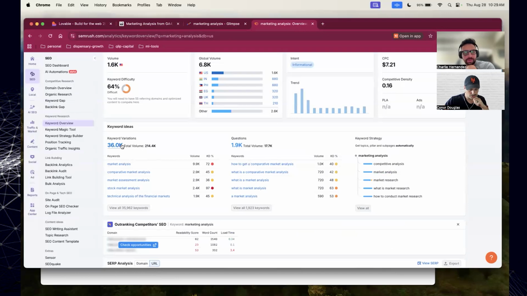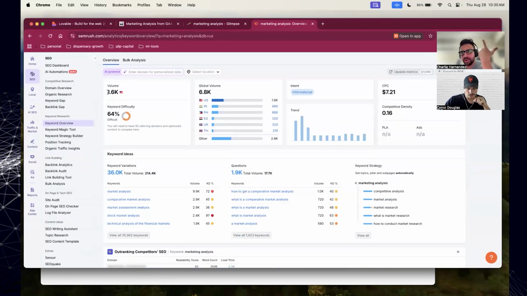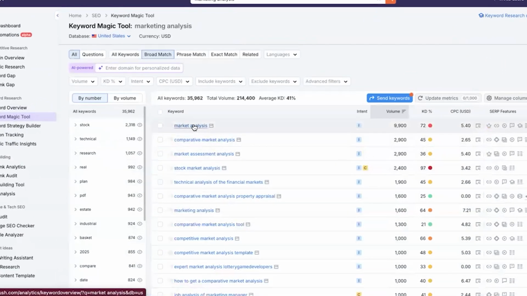Okay, so what we can do, I went to SEMrush, I plugged in. Each individual page should have a target keyword. And in this case, we're going to go after marketing analysis. There's a discrepancy in volume. I would favor Glimpse over this just because it's tied into Google Trends. So if we go view all 36,000 keywords on this, yeah, so marketing analysis will be at the top. It will be the H1.